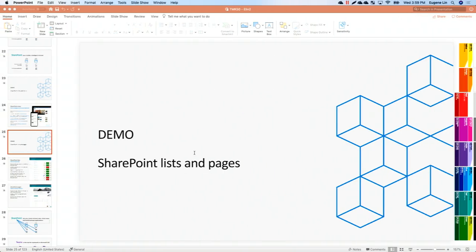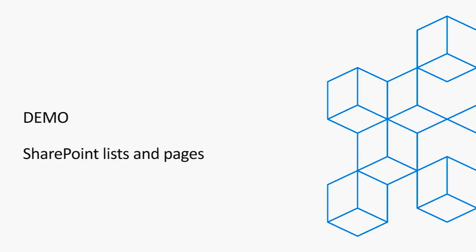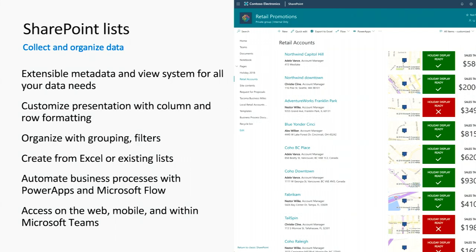So that's a look at what you can do with SharePoint lists and with SharePoint pages. SharePoint lists are really, we think of it as a data management system and a view system that lets you take data of any kind and present it in a way that makes the most sense. You can customize columns with column formatting. You can organize with grouping and filtering.